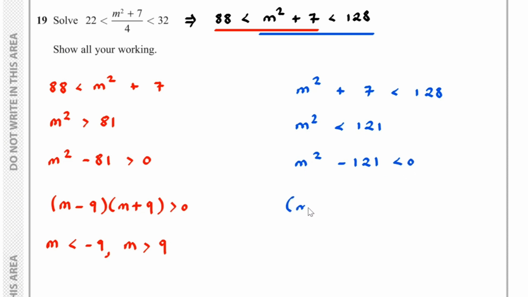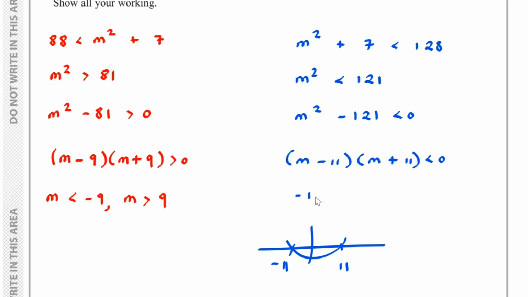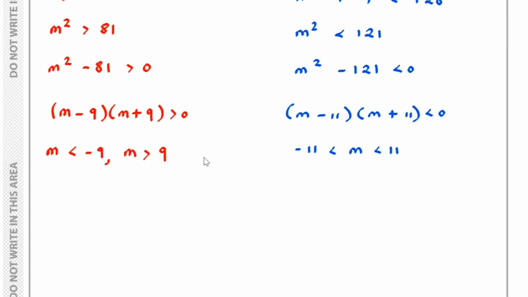So if I factorize, I've got m minus 11 times m plus 11 is less than 0. And if I think about where the solutions would be on a number line, I've got minus 11 and 11 over here. So I've got m being between minus 11 and 11. So now I need to find the value of m which both of these solutions are satisfied.